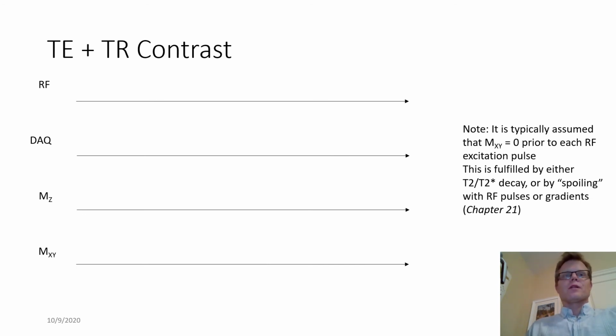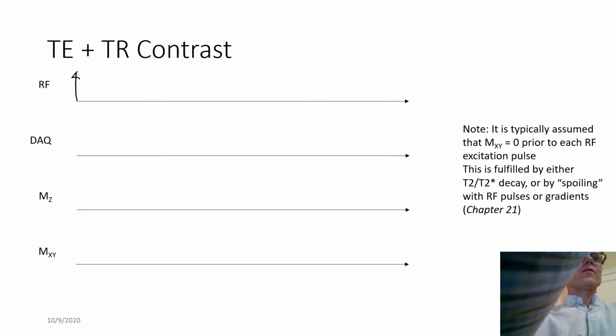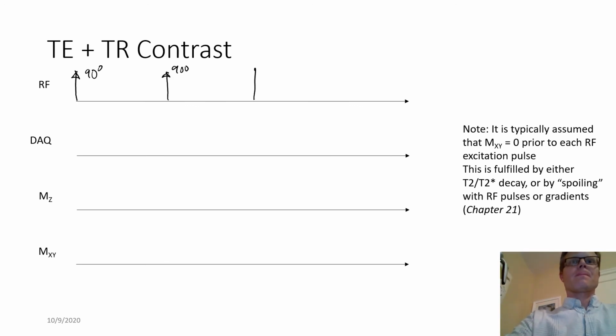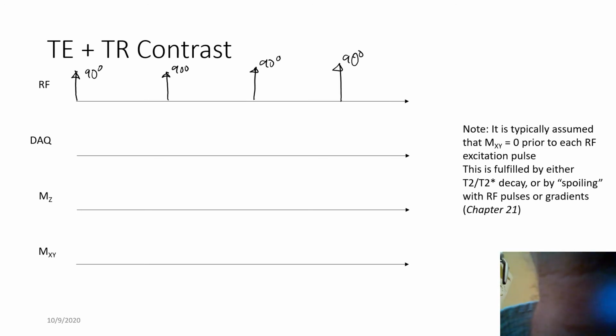Now we can combine TE plus TR to get both the T1 weighting and the T2 weighting or contrast of a given sequence. So let's look at this again for our repeated 90-degree pulse sequence here. And this is going to be our TR between these pulses.